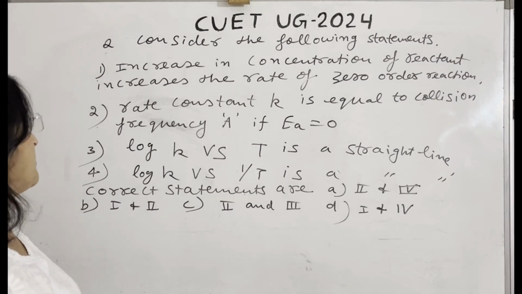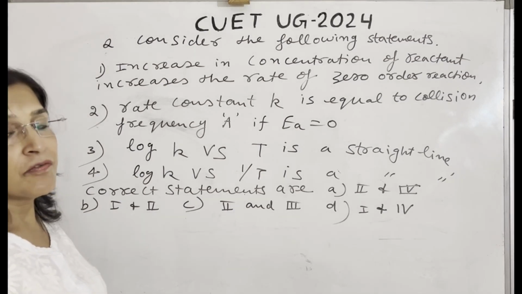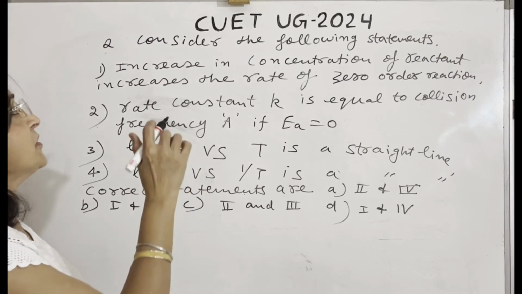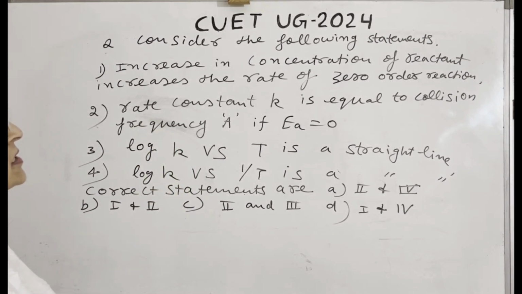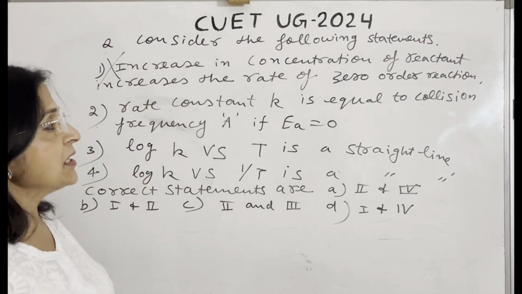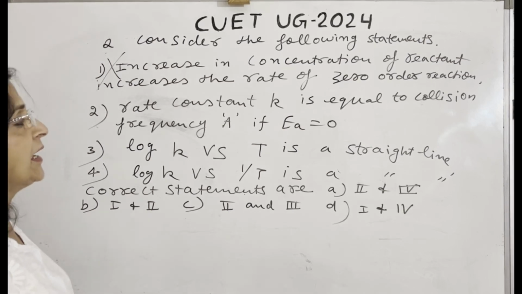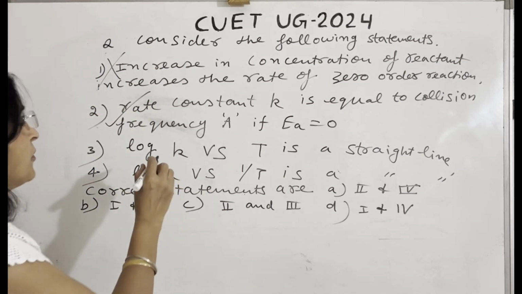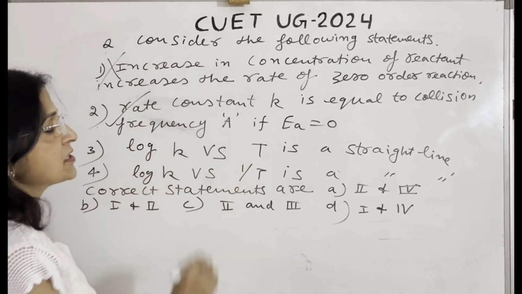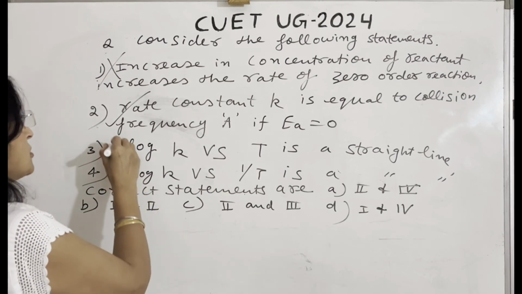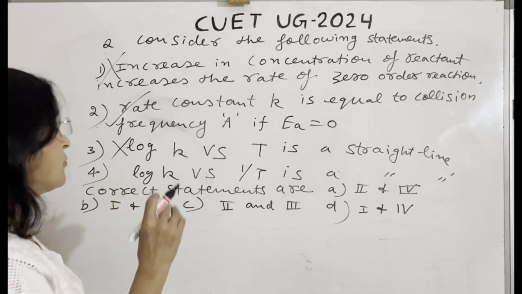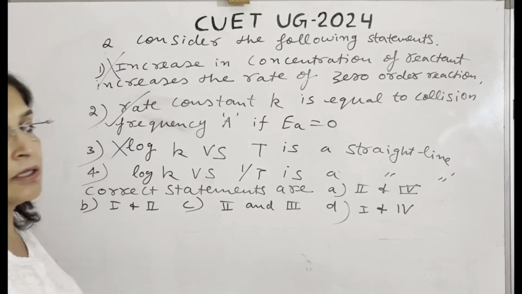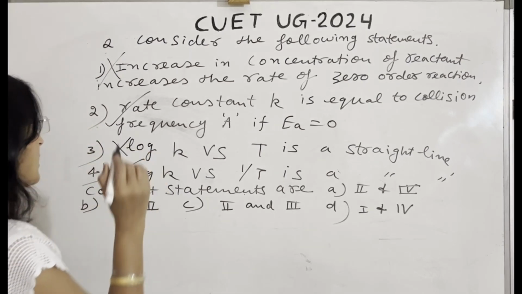Next question. 4 statements are given to you. We have to find which are correct. First statement is, increase in concentration of reactant increases the rate of zero order reaction. This is a false statement. Rate constant K is equal to collision frequency A if activation energy is 0. This is the right statement. If we draw the graph log of K versus temperature, it is a straight line. This is wrong. If we draw the graph log of K versus 1 by T, it is a straight line. Yes, this is a correct statement.